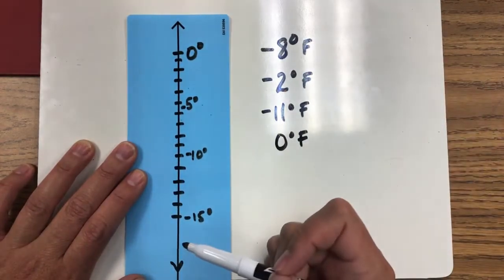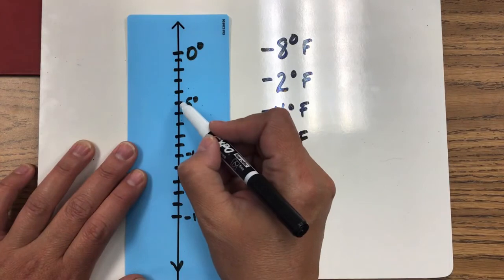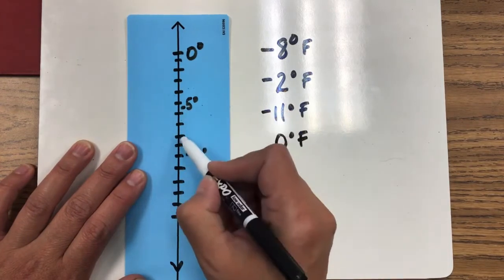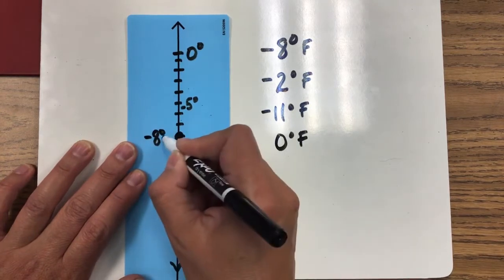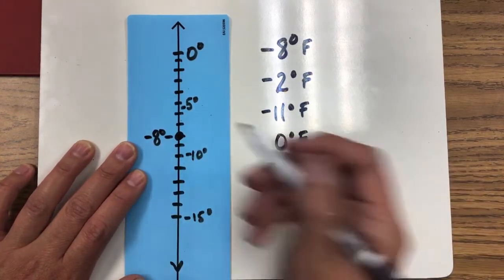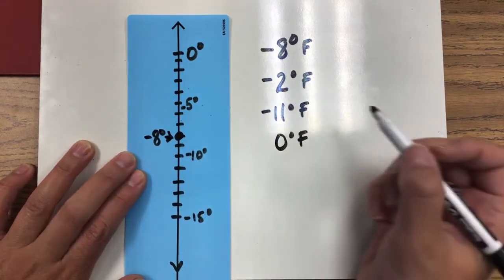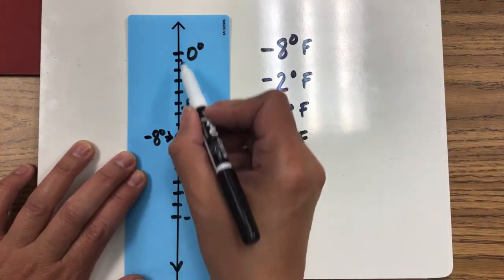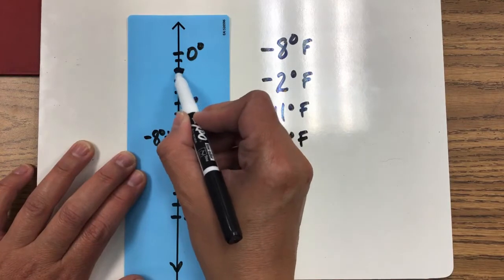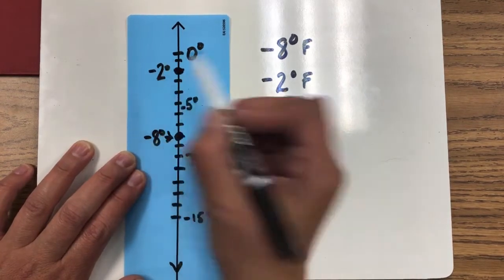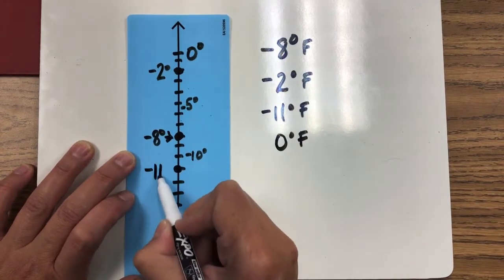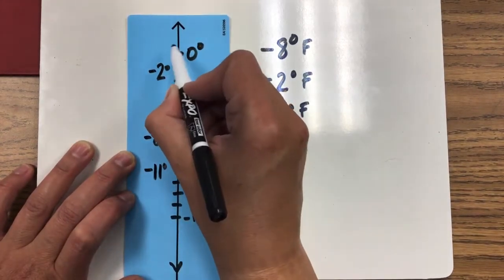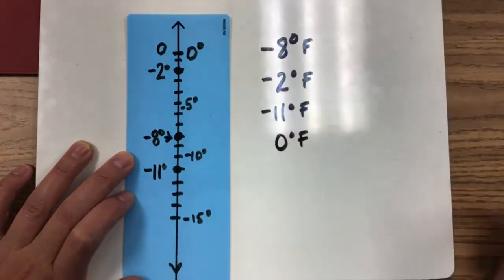Where would negative 8 be? Well, if 5 is here, 5, 6, 7, 8 would be right here. This is going to be negative 8 degrees. And negative 2, 1, 2, right here. And negative 11 is going to be down here. And 0 right here. That is how we would graph these 4 temperatures on a number line.